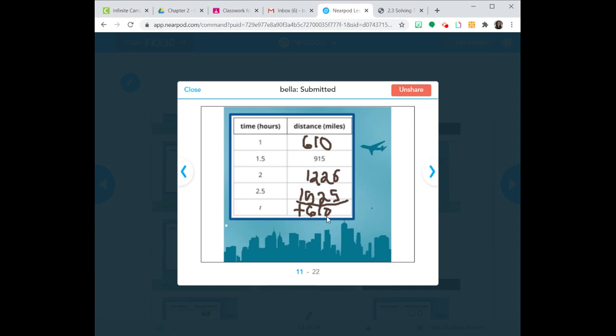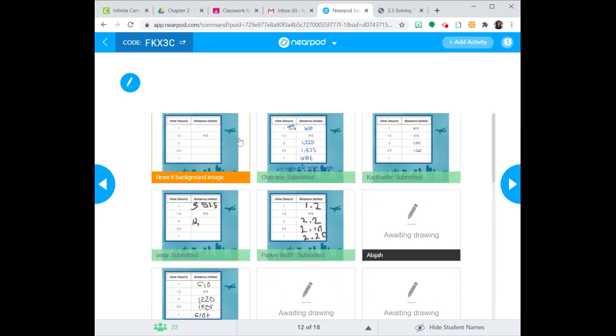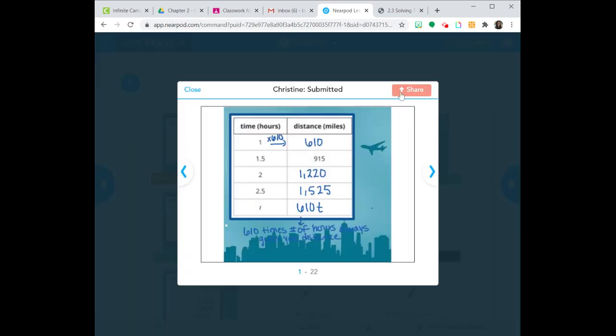But again, we want to start now. This is correct, so I'm not saying anything bad about it. But our next step is to just make sure our notation is written correctly. So that would just mean put that number in front of the variable. So it's just a quick flip. So I get 610 times t. And again, what that says is that 610 times the number of hours always gives you the distance.